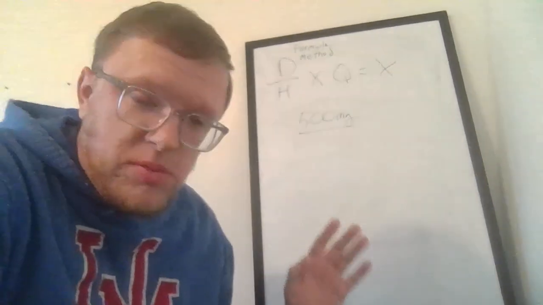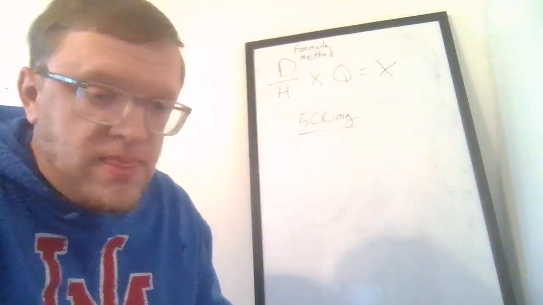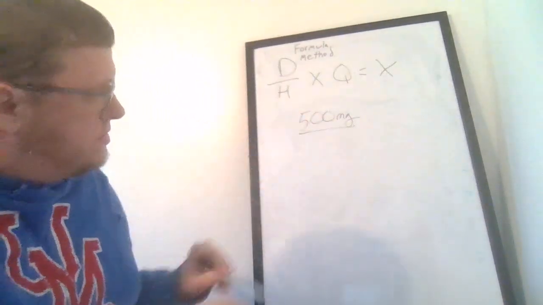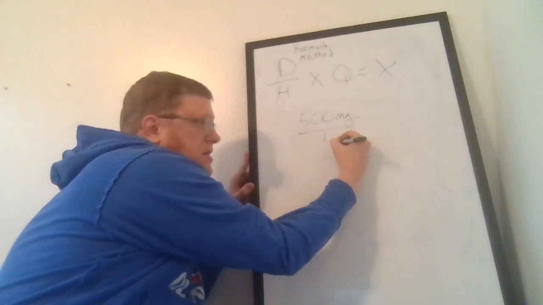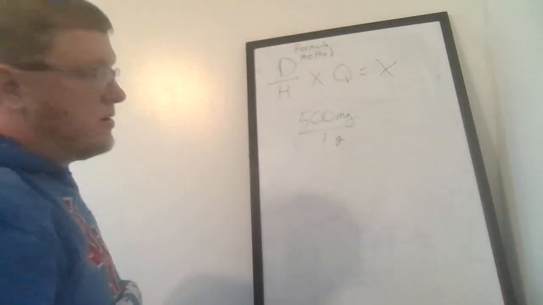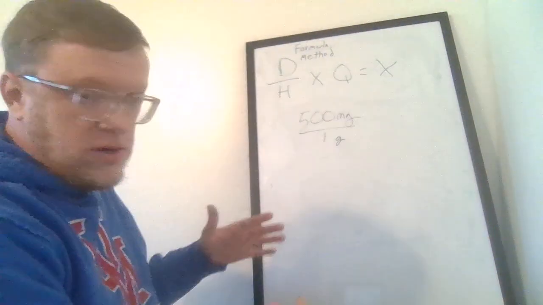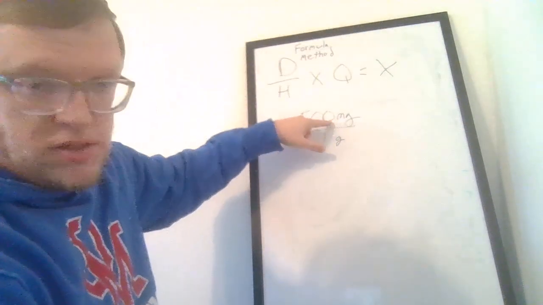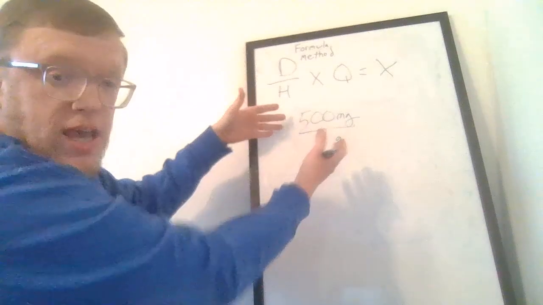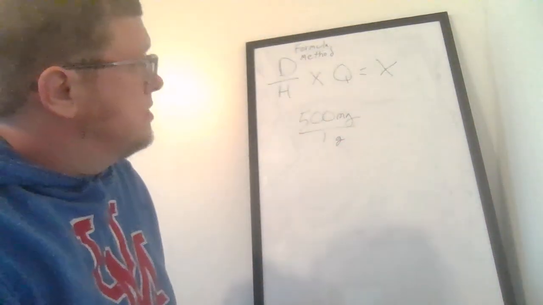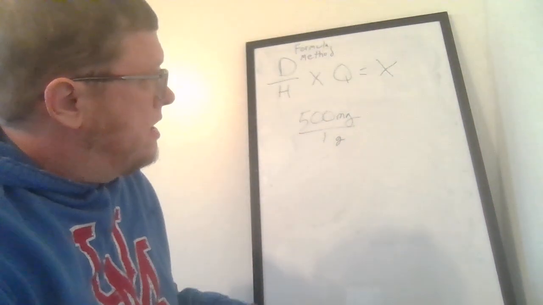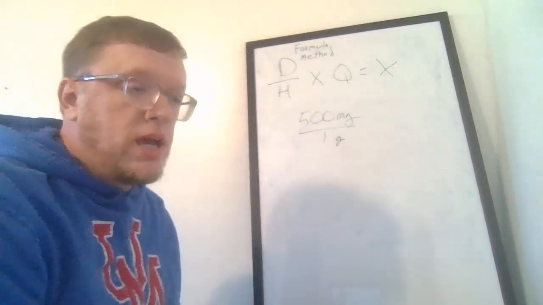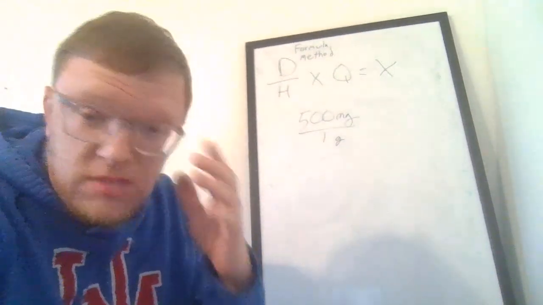The only way this formula works is if you convert. This is in milligrams, and this is in grams. So before you can go any further, you have to convert grams to milligrams or milligrams to grams. You've got to get them the same. That's going to be a big trick with these kinds of questions: you're going to have to know these conversions, and the only way you can know that is to memorize them.